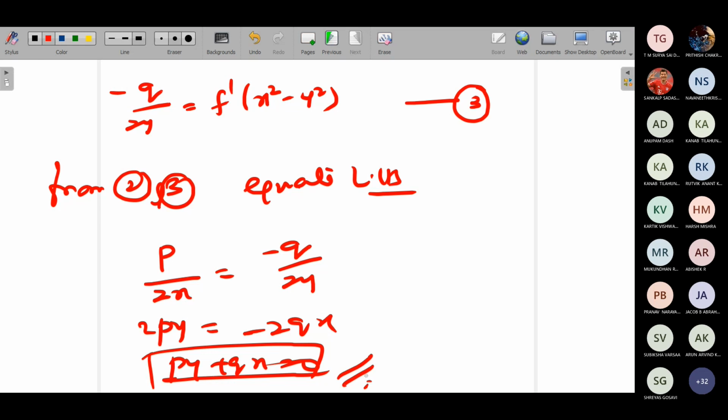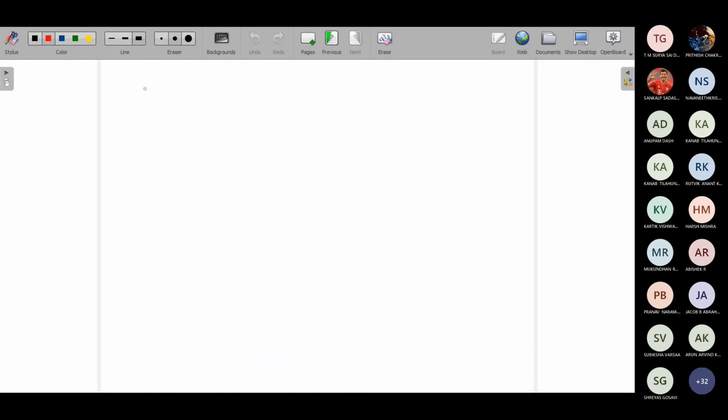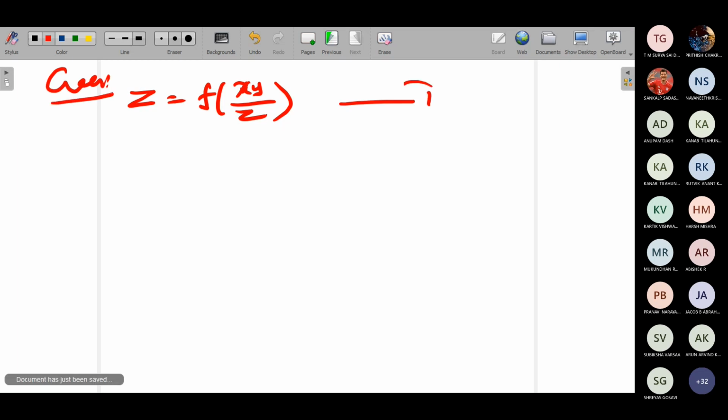The next one, take down: eliminate the arbitrary function from z = f(xy/z) and form the PDE. By eliminating the arbitrary function, you have to form the PDE. So this is your given equation right now. Take this as equation number 1.